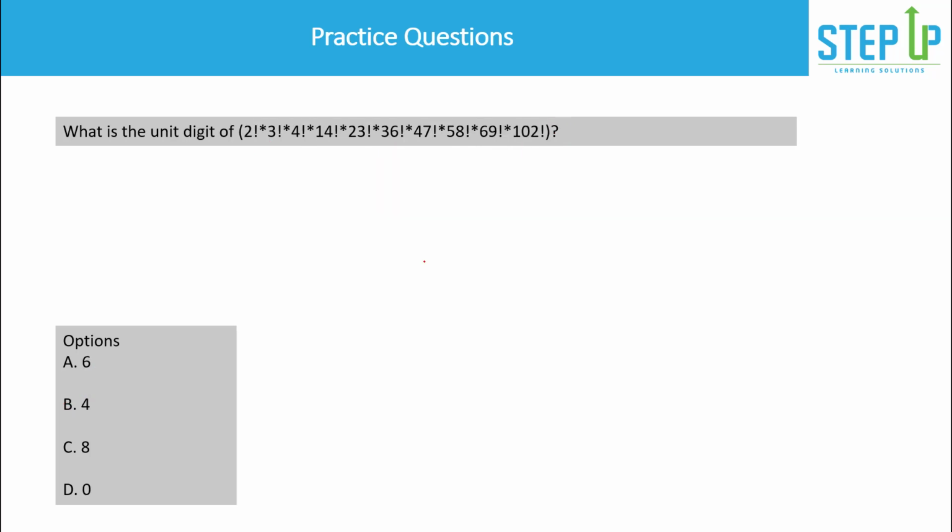Okay, let's look at this number. It says, what is the unit digit of 2 factorial into 3 factorial into 4 factorial into 14 factorial, right? And then all are bigger numbers. So what would be the unit digit? Now we know that 2 factorial is nothing but 2. 3 factorial is 6, meaning 2 into 6 into 4 factorial, which is 4 into 3 into 2 into 1. That means this is 24. Into 14 factorial would be how much? We need not calculate that.